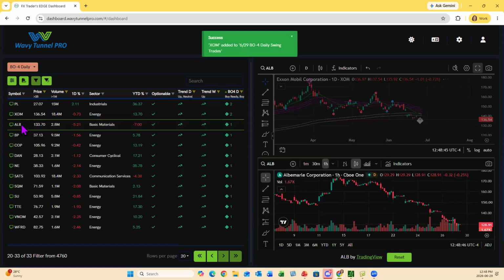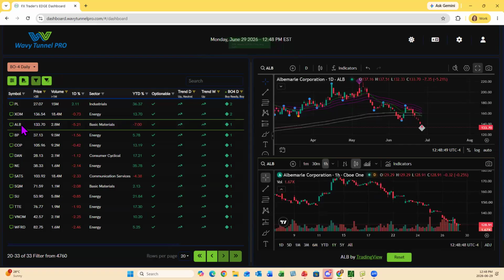ALB, yeah, 128.91 is where we're trading. So we're trading $5 below the close, and the wave is now crossing down into the tunnel. Not quite yet, but we did a nice three-wave move. This is looking like I'm not going to put it on the watch list.